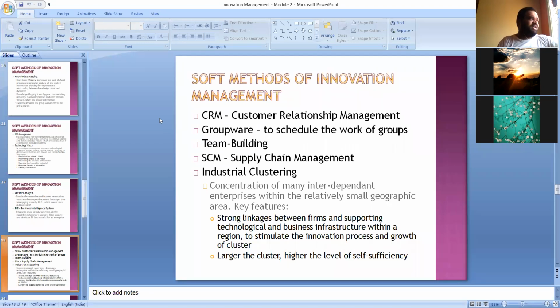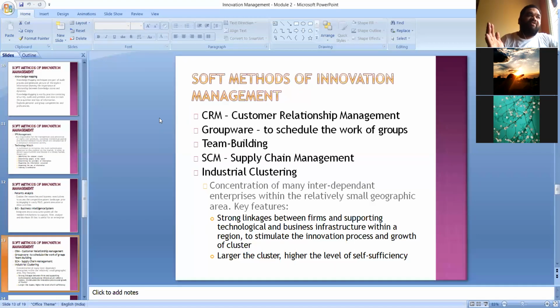Nowadays this CRM has been replaced with many software, but still there are some customer relationship management systems maintaining things. The next one is groupware. Groupware is the software, the innovation management tool, used to schedule the work of groups. If it is done manually, maybe there is a chance of partiality. Of course the software is built by human beings only, but machines don't have any partiality. Machines don't compare the people.